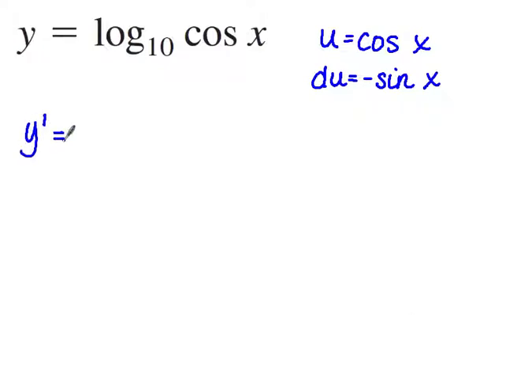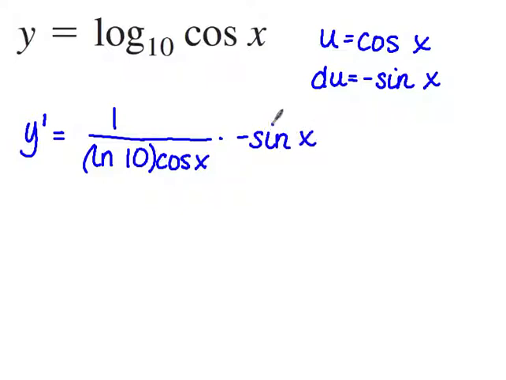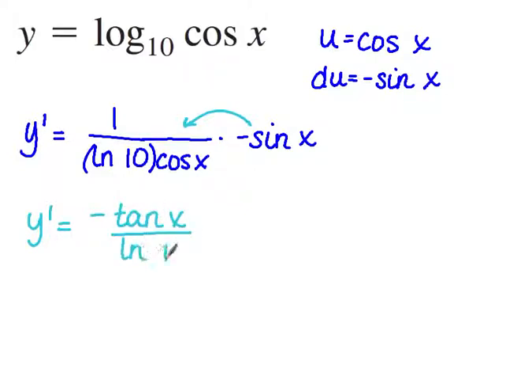We're looking at the log base a of u formula. It says I've got 1 over ln of a, so 1 over ln of 10. Next, you take that times u in the bottom, so I've got natural log of 10 times cosine of x. Then I take that function times du, so I put negative sine right here. Now I can simplify a little bit. If sine were up on top, I have sine over cosine, which is tangent. So it's really going to be negative tangent of x over ln of 10.